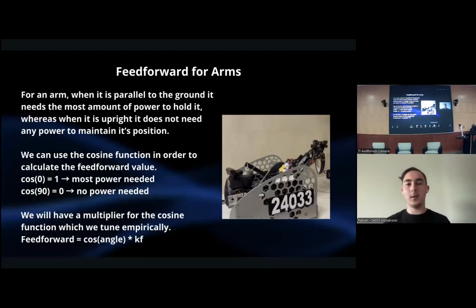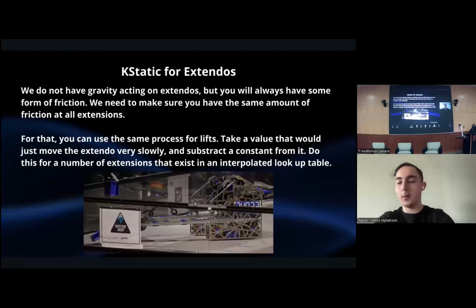And this is what we did last season, and we had very good control of our arm. However, it was a bit sensitive to loop times, and I will cover them soon. For extendos, you can do the same as we did for lifts. Take a value that would barely move the subsystem and subtract a constant for it. And yeah, at every extension, the subsystem should feel more or less the same. And yeah, it should be fine.